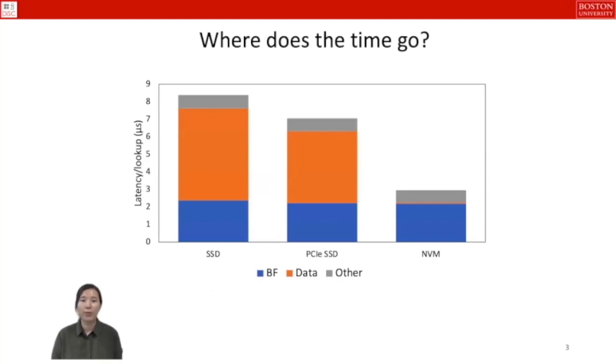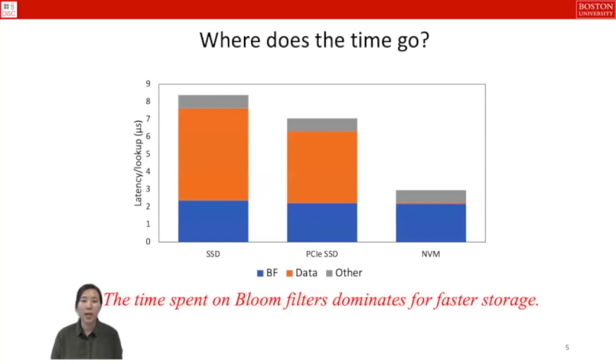As we move to fast storage devices from SSD to future NVM, the time spent on data access decreases. For NVM, the lookup time is mostly spent on bloom filters. The time spent on bloom filters dominates for fast storage devices. Let's see more details why this happens and how we can reduce this overhead.